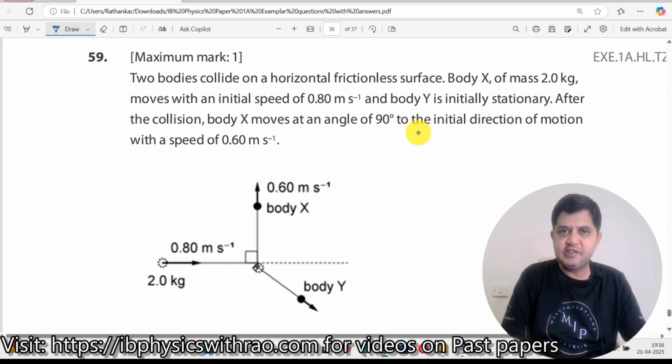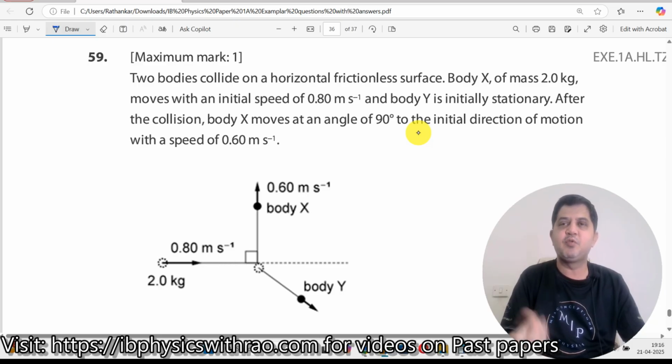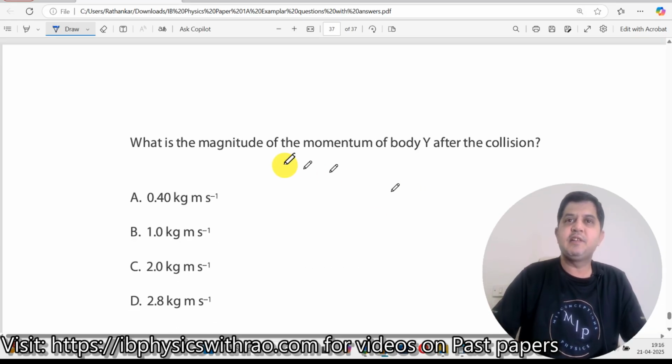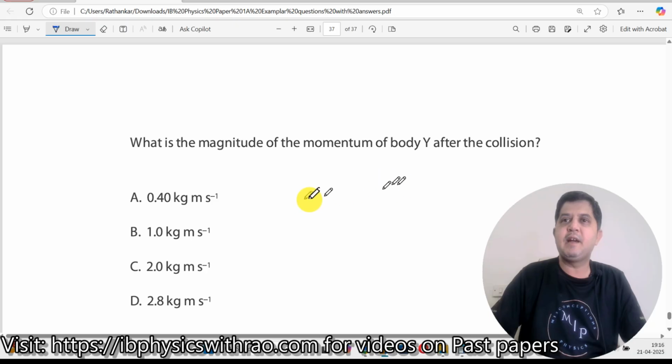You see, this ball is here, and this ball is now coming and hitting over here. The center of this ball is colliding with the side of the other ball. These centers are not exactly along the same line, so it's 2 dimensional. Body Y is initially stationary. After the collision, body X moves at an angle of 90 degrees, so it moves like this, and body Y moves like this. So what is in the question? What is the magnitude of the momentum of the body Y after the collision?